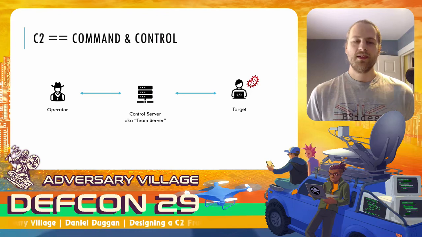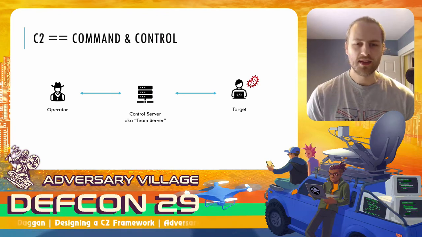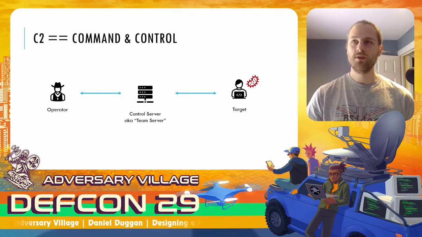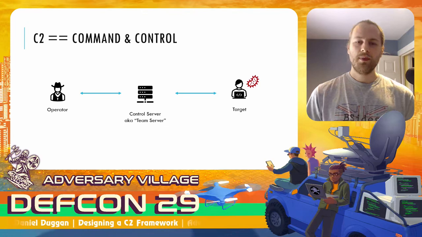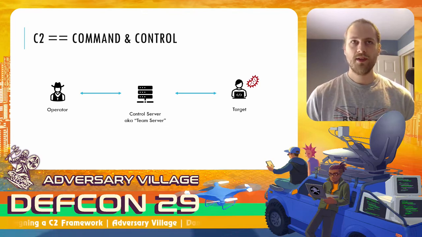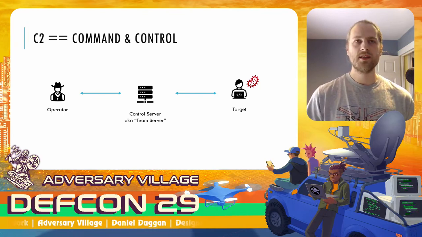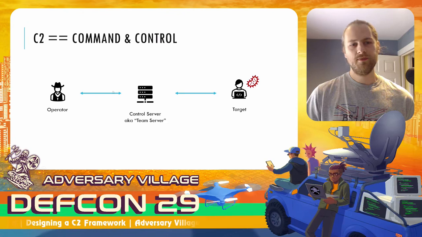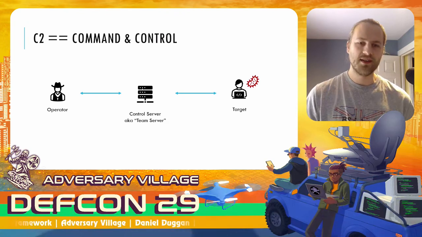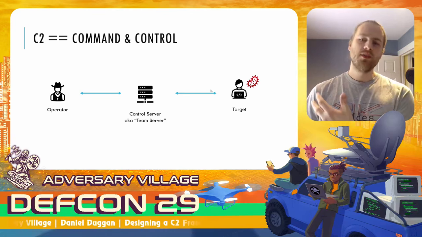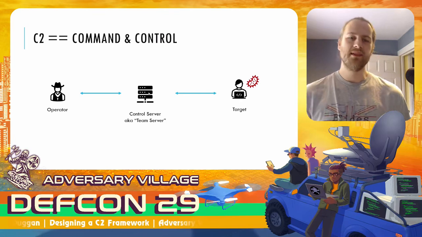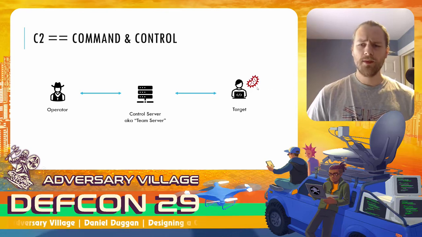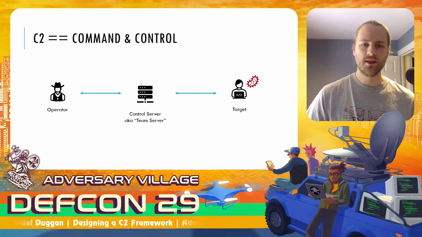And the model that is used most, I guess, is to have some sort of intermediary control server, often called a team server. So the implant will communicate to the team server over some sort of protocol. Again, that might be HTTP or DNS or some other legit service. And the operator will have some sort of admin interface to that control server. So the implant will talk to the control server and it will appear to the operator, and the operator will be able to give it tasks. The implant will grab those tasks from the server, execute them, and send the results back.